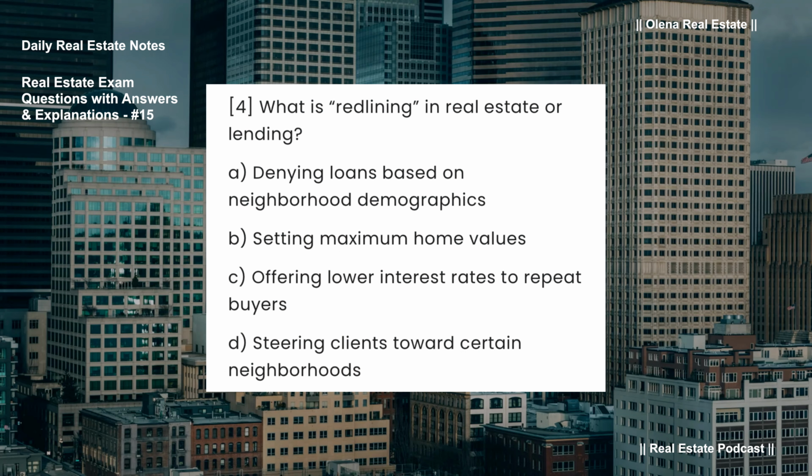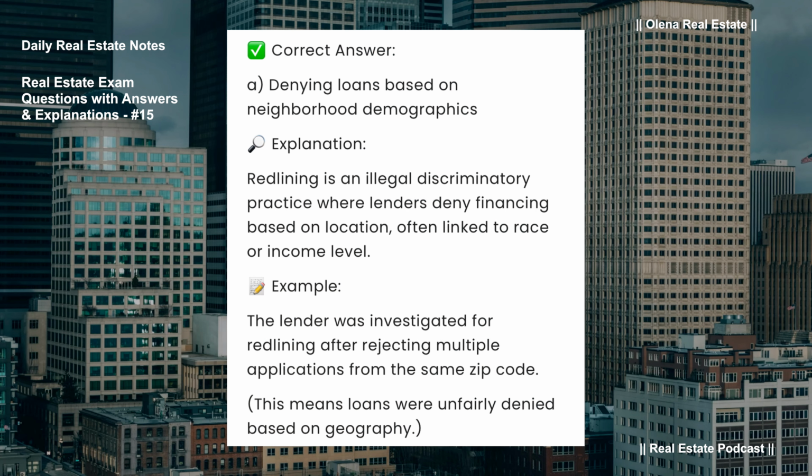What is redlining in real estate or lending? A. Denying loans based on neighborhood demographics. B. Setting maximum home values. C. Offering lower interest rates to repeat buyers. D. Steering clients towards certain neighborhoods. Correct answer, A. Denying loans based on neighborhood demographics.